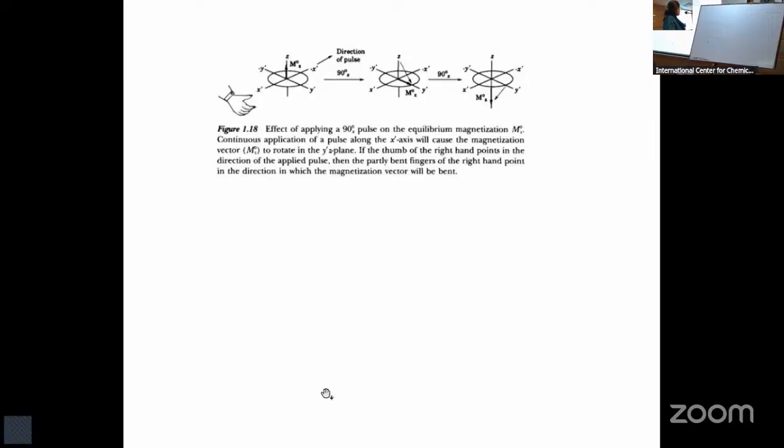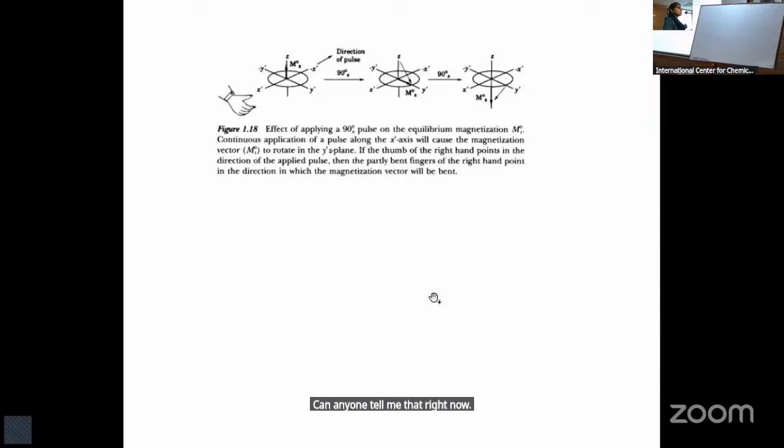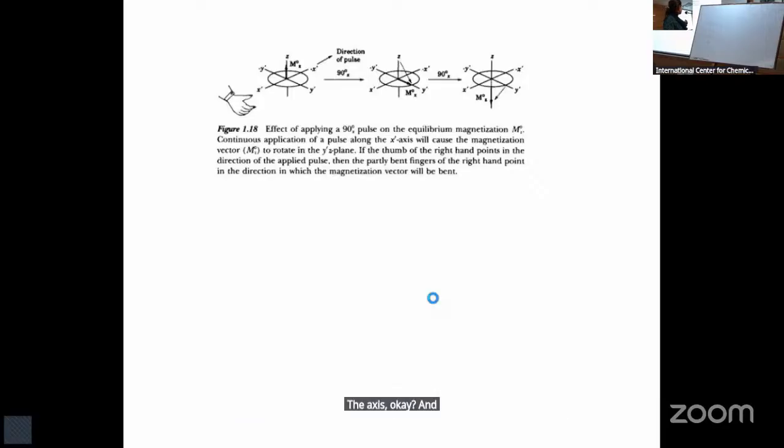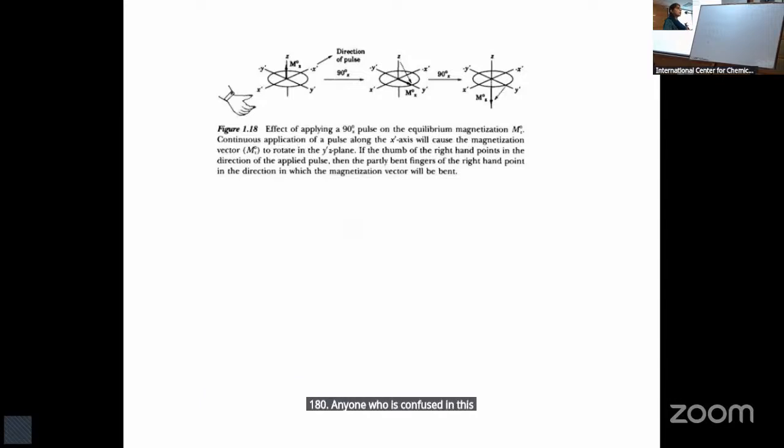You all can use your right hand. Starting from this position, the direction of the arrow indicates the direction of your magnetization vector. Can anyone tell me at which axis your magnetization vector is right now? Z axis. This is your plus Z direction, and opposite to this, downward, is your minus Z direction. Now, in order to bring this magnetization vector to minus Z, which pulse can I use? 180. Anyone who is confused in this concept can ask.